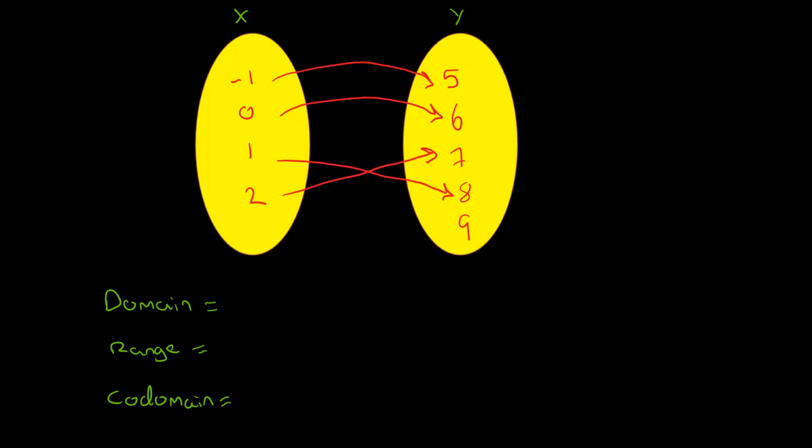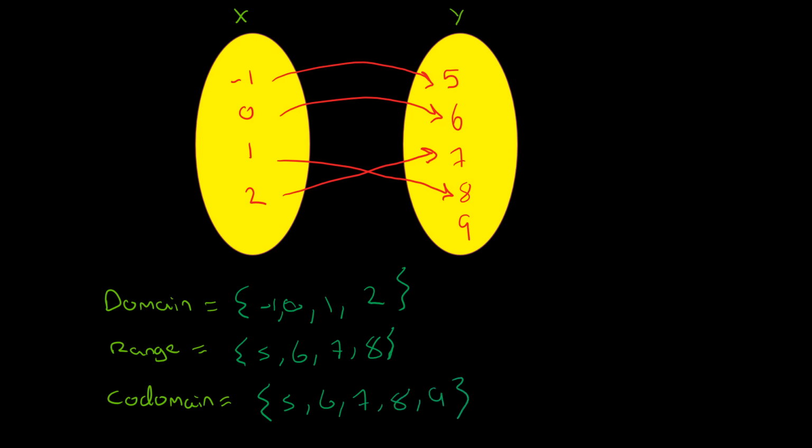In this example, we're asked to give the domain, which is the inputs, which is your x values. So your domain is -1, 0, 1, and 2. Your range is the y values that are mapped onto: 5, 6, 7, 8, and 8. The slight difference between the codomain and the range is that the codomain is all the possible y values. So 5, 6, 7, 8, and 9.